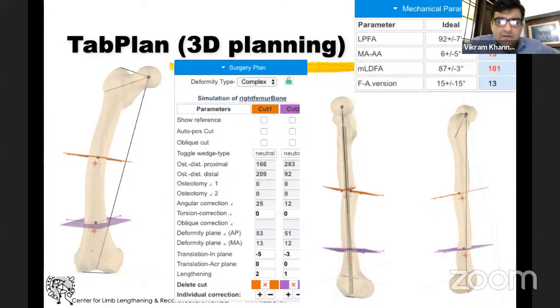So here the advantage is that there are specific markers which are applied during the X-rays, which convert the X-ray into a 3D image, and then we can visualize in AP and lateral view by keeping the osteotomy at the same level.